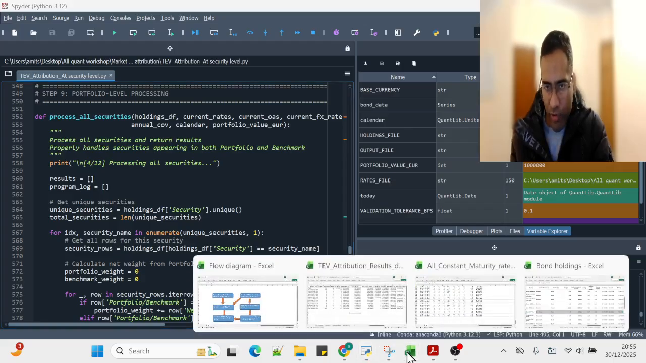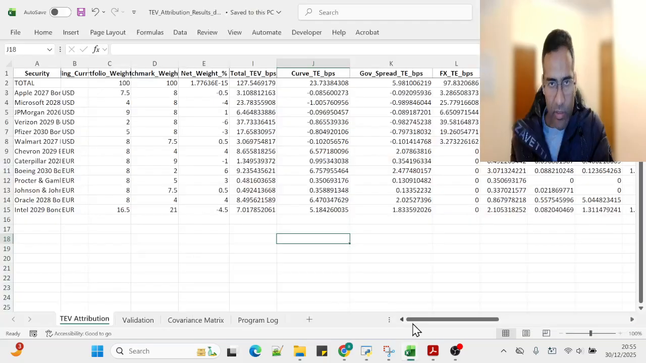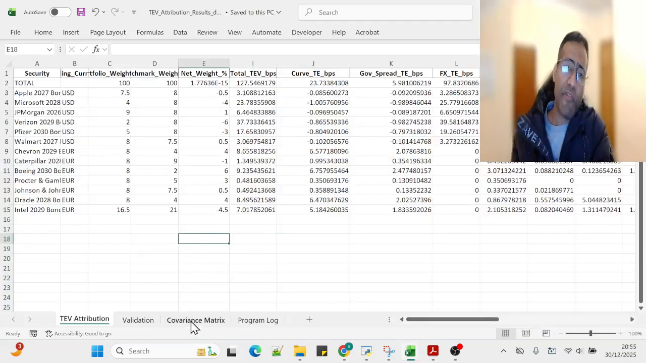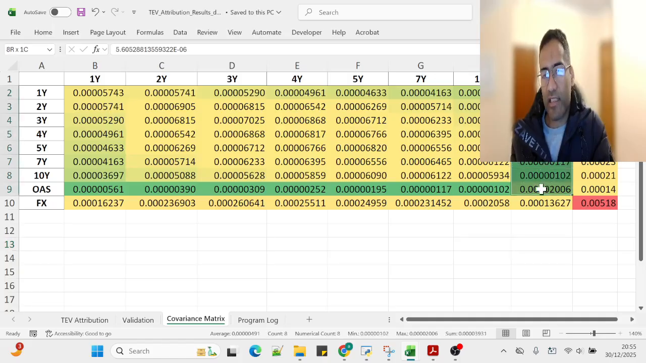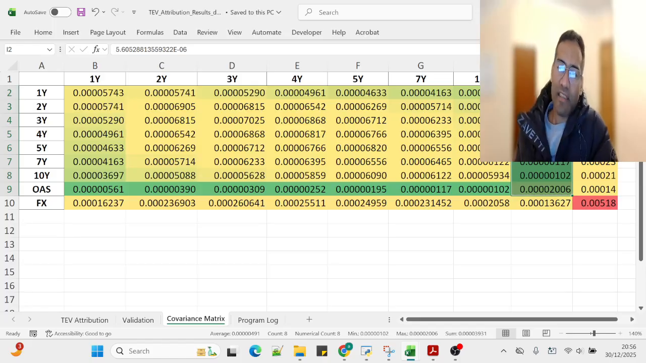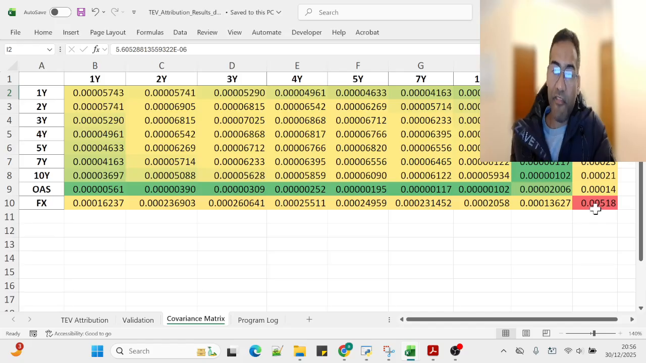I have all the data in front of me as we speak. But even before I show you the data, I wanted to show you the covariance matrix. That is interesting. You see that the OAS volatility is the least. The credit spreads don't change very often. Maybe the credit markets are less volatile than the rates market. And FX has the highest volatility. FX markets are the most volatile, more than OAS and more than rates also.